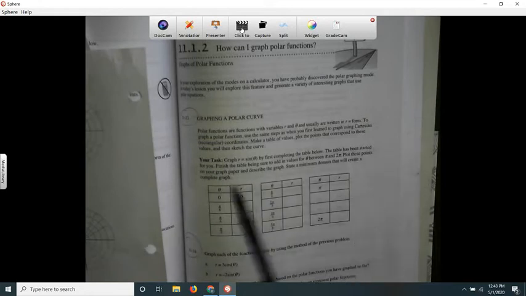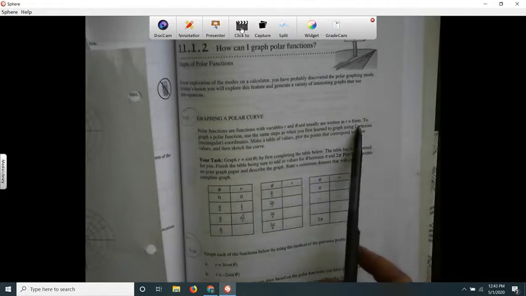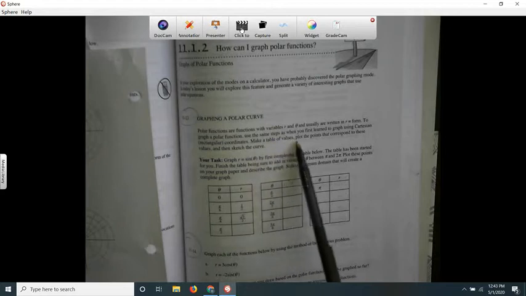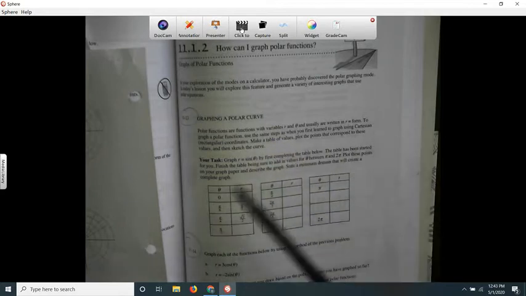Graphing a polar curve. Polar functions are functions with variables r and theta, usually written in r equals form. To graph a polar function, use the same steps as when you first learned to graph using Cartesian coordinates. Make a table of values, plot the points that correspond to the values, and sketch the graph.